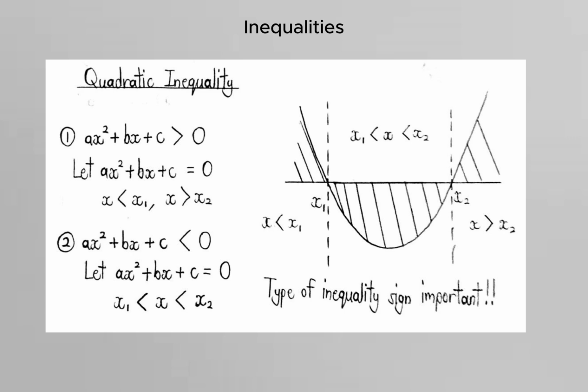The second is the opposite. You perform the same as the first one earlier, but the result is x is in between the two roots. That is how you solve quadratic inequalities.